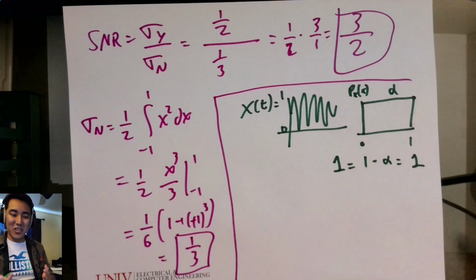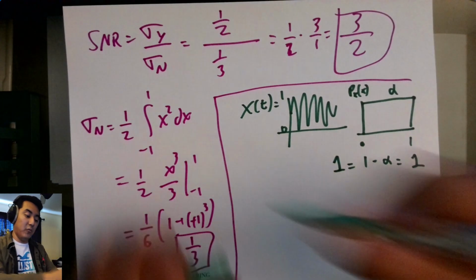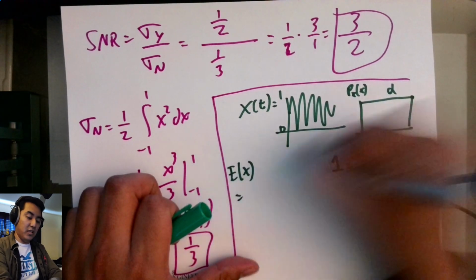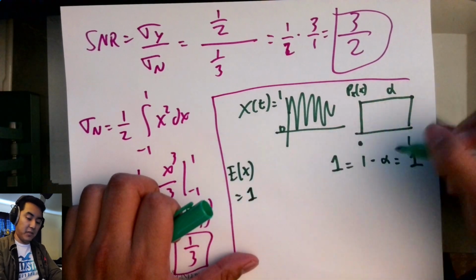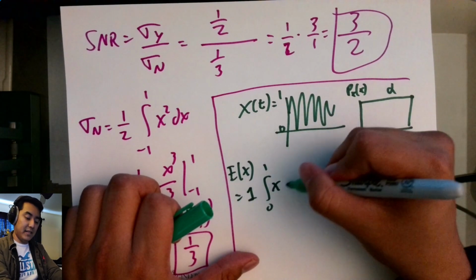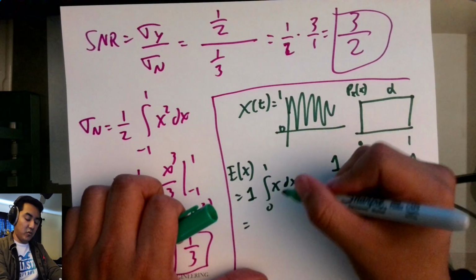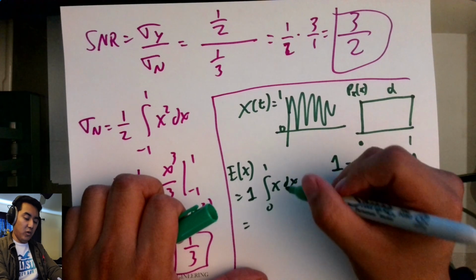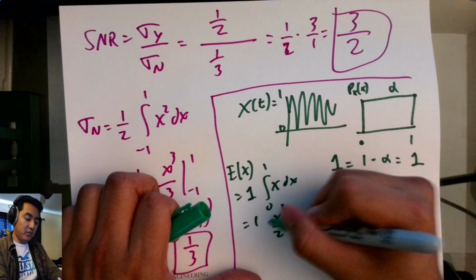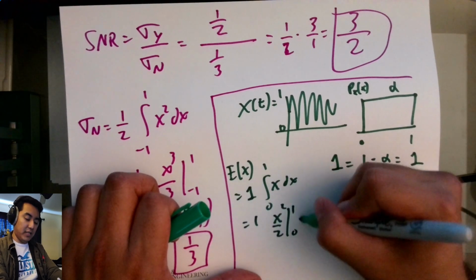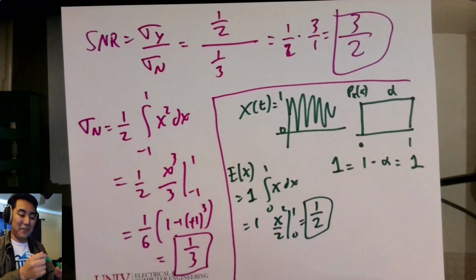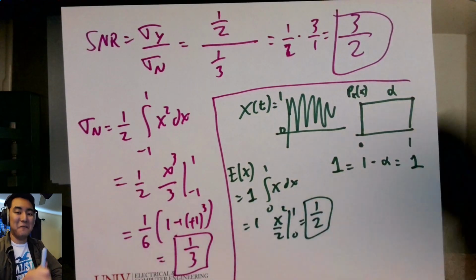You see, it's all coming to sense. However, when you're solving for this mean of x, which is equal to, well, the value of alpha in front, from 0 to 1 of x dx, which is equal to 1 times x squared over 2 from 0 to 1, which is equal to 1/2. You note that you have a mean value.